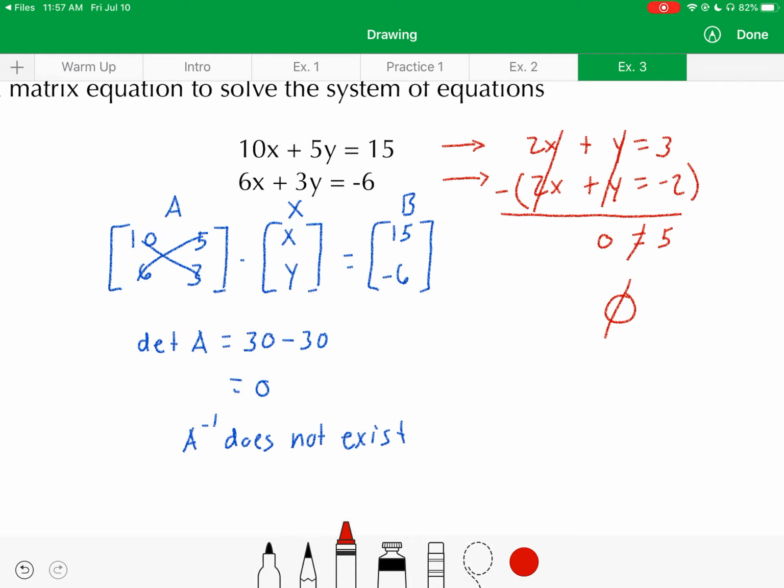Okay, so that's kind of one of the bad things about this particular method, is that it doesn't allow us to come up with an answer of infinite solutions or no solutions directly. We'd have to refer back to one of our other methods to come up with that conclusion. Okay.